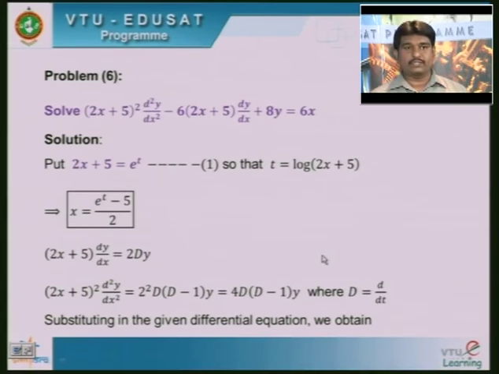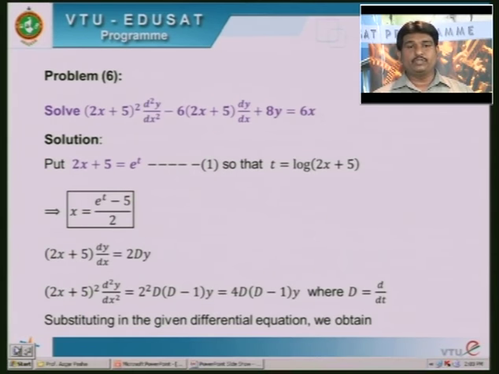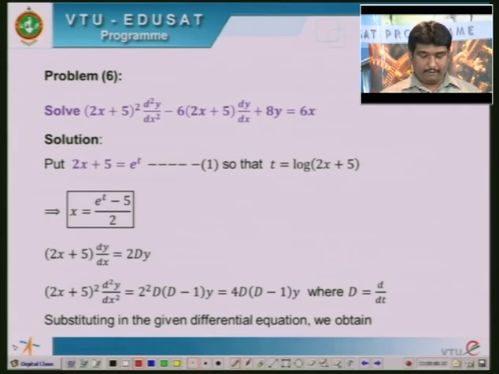Problem number 6. Solve (2x + 5)² d²y/dx² − 6(2x + 5) dy/dx + 8y = 6x. You can see the coefficient of d²y/dx² is of the form (ax + b)², the coefficient of dy/dx is some constant times (ax + b), and the coefficient of y is a constant, equal to 6x. This is Legendre's differential equation.